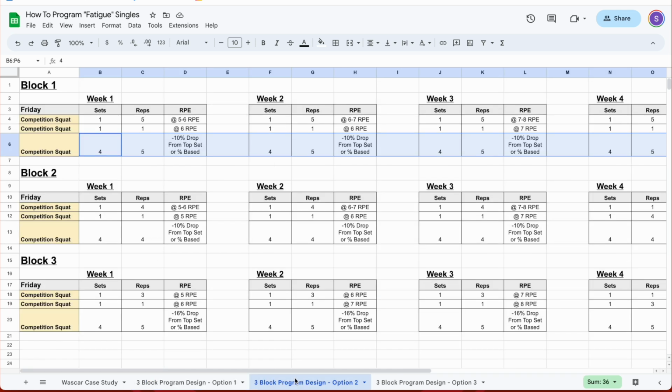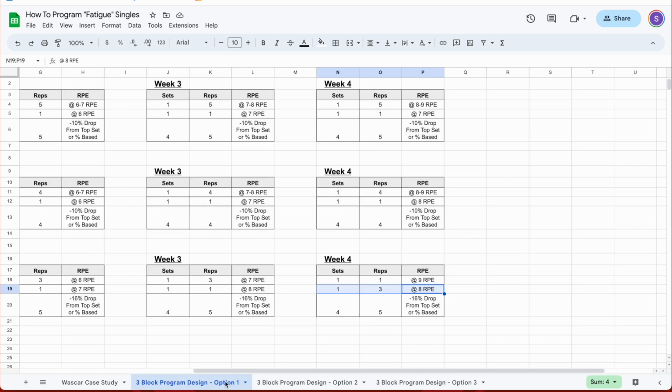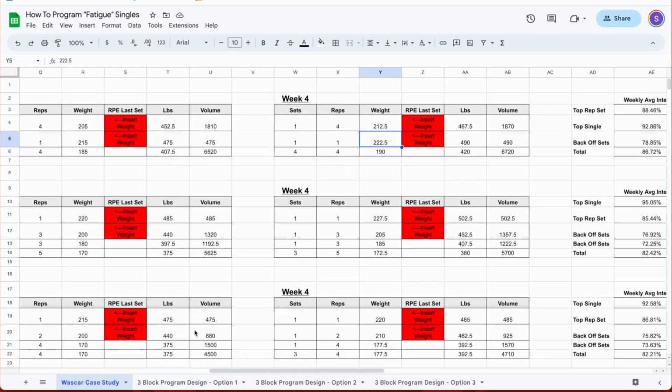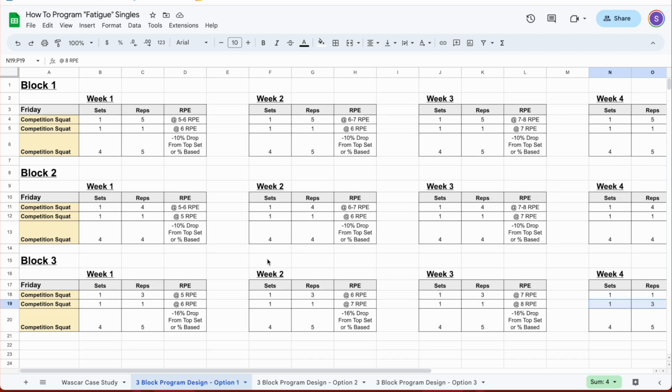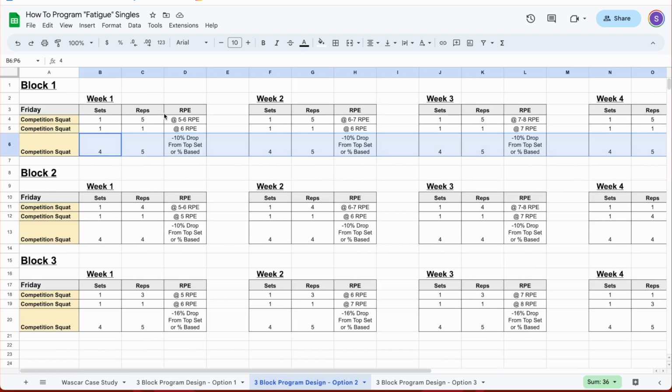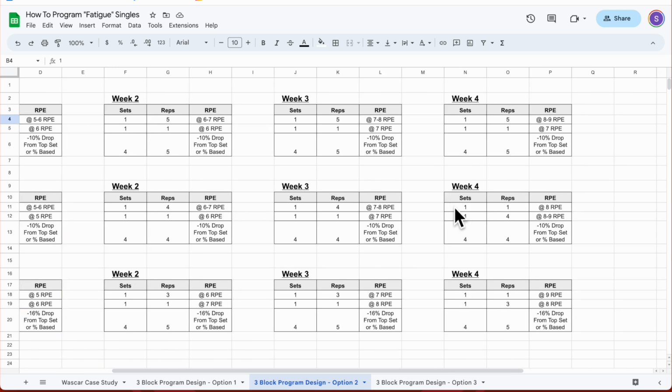Another option, because again, this depends on the lifter. How disproportionate are they when they do fatigued singles versus doing the single first? Are they as extreme as Wascar, or is it more of a slight difference? So another option for option 2 is you can have that same first block. On the second block, you will have that single be first to have a little bit more of a test to let that be a bit more pronounced, followed by that top set of 4.